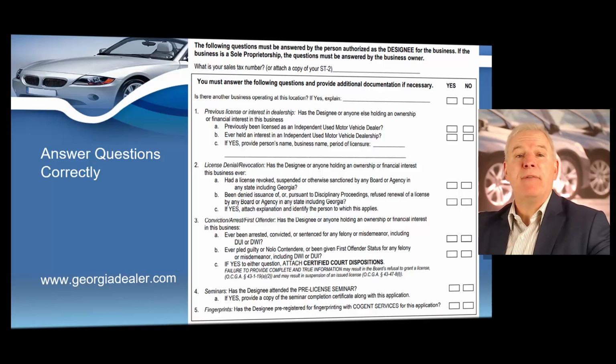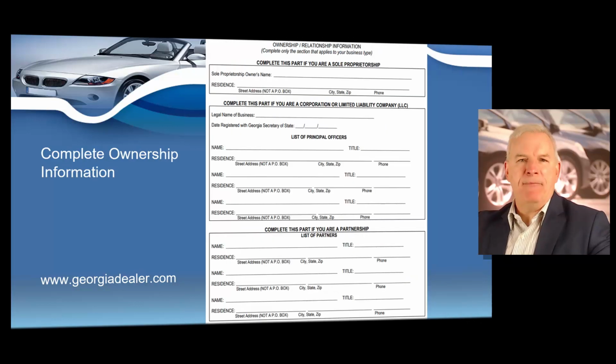You're then going to check if you have completed your mandatory pre-license seminar. Remember, you've got to take that 4-hour course before you can apply, and you will need to enclose the certificate of completion that you will receive at the end of the dealer training course. And finally, at the bottom of this page, have you pre-registered for your fingerprints, as we discussed a little bit earlier? Remember, you must register for your fingerprints, then apply for your dealer license. And when the board receives your license application, you will be notified to report to your chosen fingerprint location. Remember that, okay?